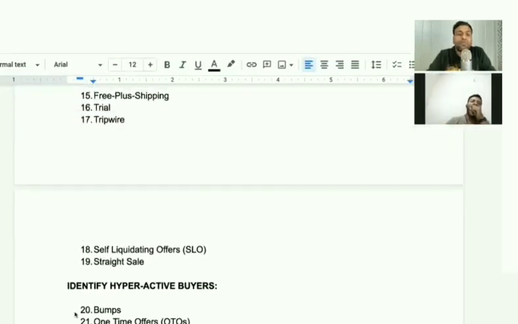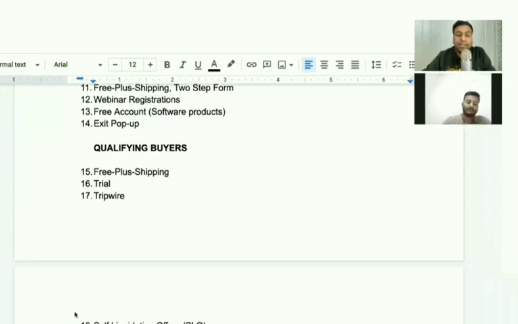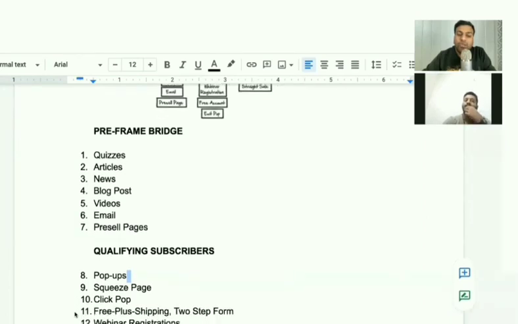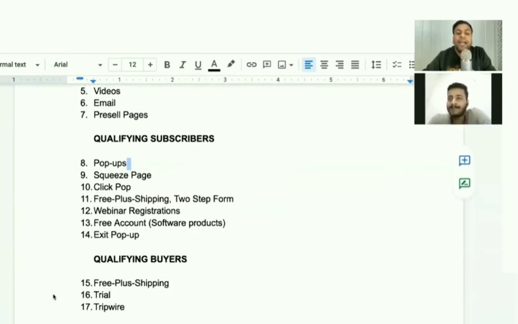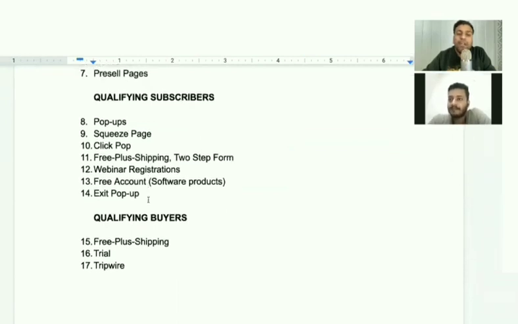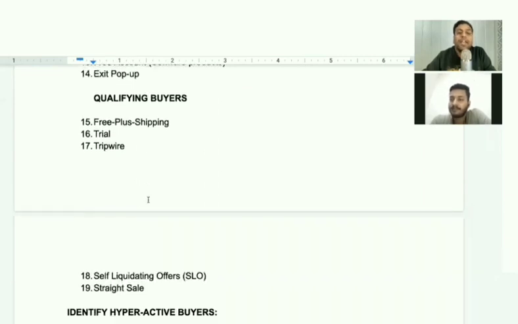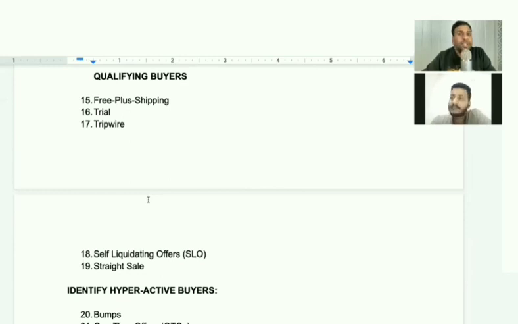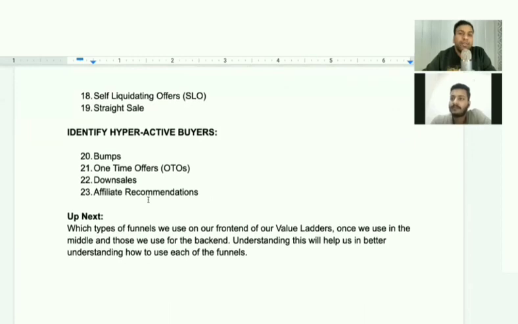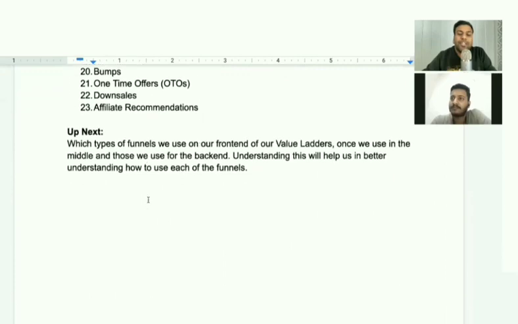So these were the 23 elements of successful sales funnels. I'm repeating them again because these are very, very important. Number one, for pre-frame bridge, we have quizzes, articles, news, blog posts, videos, emails, and pre-sale pages. And for qualifying subscribers, we have pop-ups, squeeze page, click pop, free plus shipping, two-step forms, webinar registrations, free accounts, and exit pop-ups. And for qualifying buyers, we have free plus shipping, trial, tripwire, self-liquidating offers, and straight sale. And for hyperactive buying, we have bumps, one-time offers, downsells, and affiliate recommendations, right?